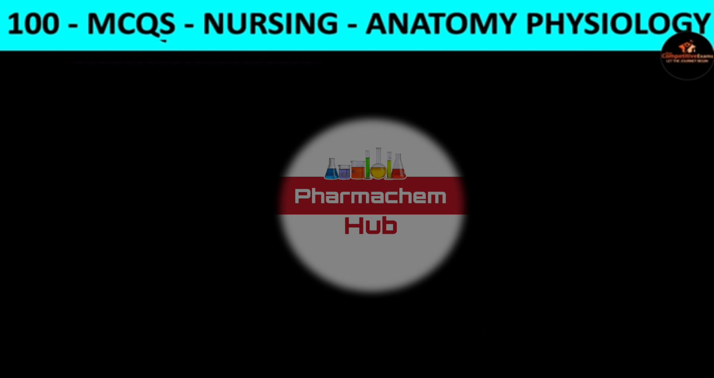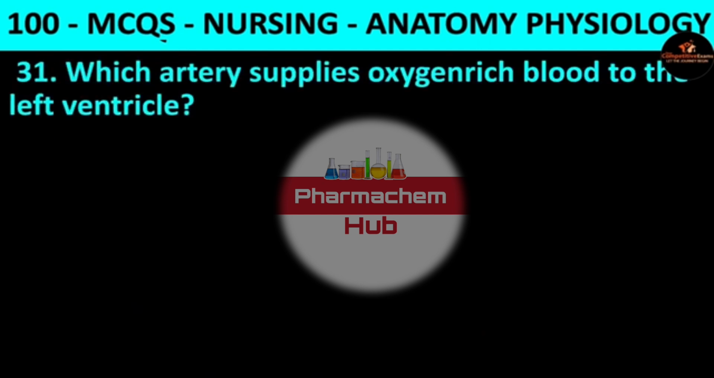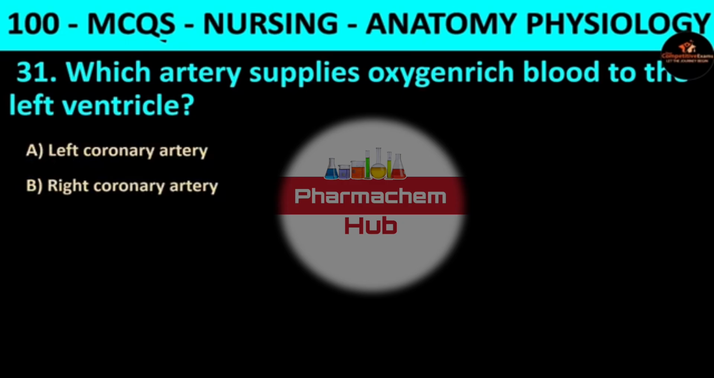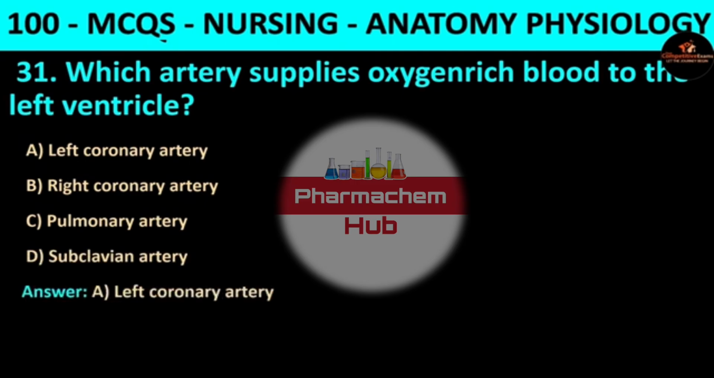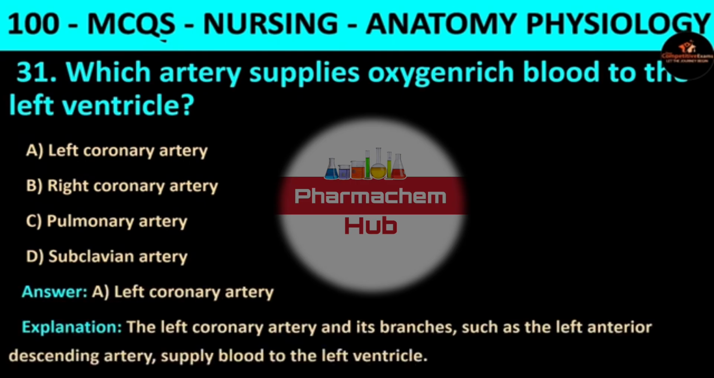Question number 31. Which artery supplies oxygen-rich blood to the left ventricle? Your options are left coronary artery, right coronary artery, pulmonary artery, or subclavian artery. The correct answer is A, that is left coronary artery. The left coronary artery and its branches, such as the left anterior descending artery, supply blood to the left ventricle.